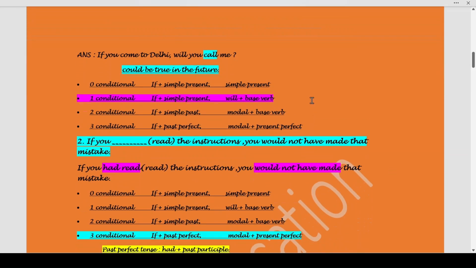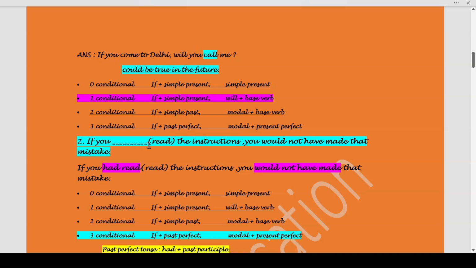So, write down the formats, or if you have the formats at the back of your mind, then try to identify. If you come to Delhi is in what tense? It has got if and it has got come to Delhi, which is in your simple present. Will is there. Now see, in type 1 conditional we have will plus base form, and call is your base form of the word. Okay, and will is there. So this is your type 1 conditional.